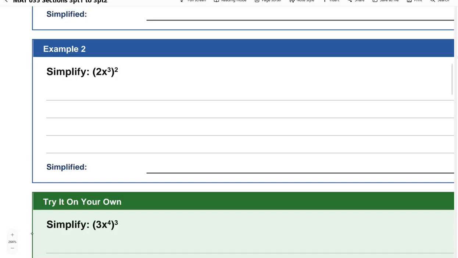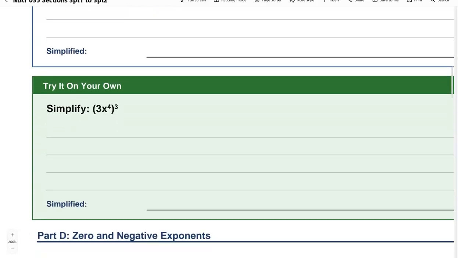The next one, we have 2x cubed, so we have to be careful here. We have 2x cubed quantity squared. So that 2 is going to be squared, and then the x cubed is going to be squared. 2 squared is 4, and then x cubed squared is going to be x to the 6. We're going to multiply those powers together. So this is where you may want to pause the video, try it, come back and check your answer.